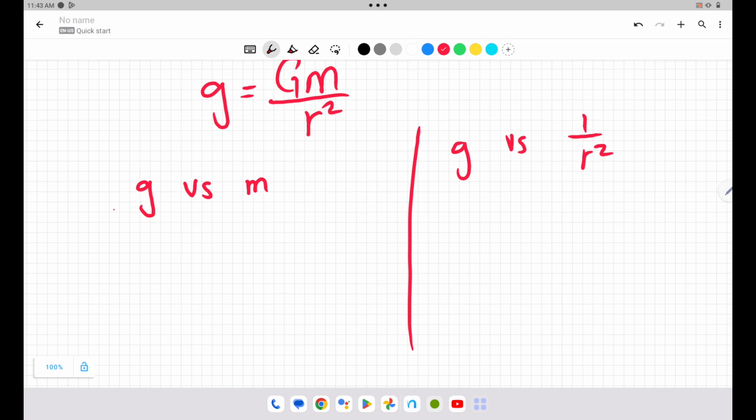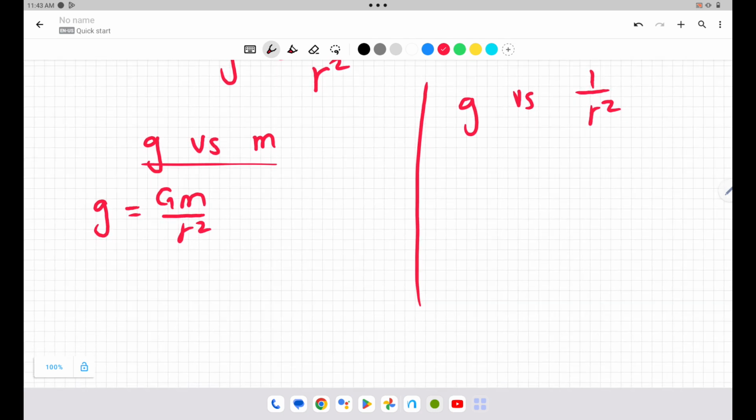If we want to plot this graph, remember we said you find an equation which has these two things, GM over r squared. What are we plotting along the y, by the way? Remember, what comes before the versus, you plot it along the y. What comes after the versus, you plot it along the x. This helps us to draw the axes.